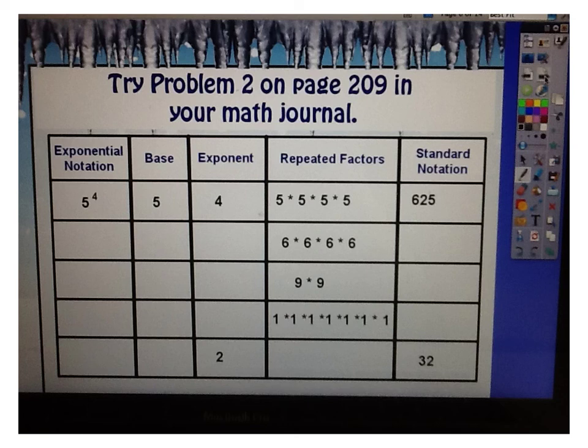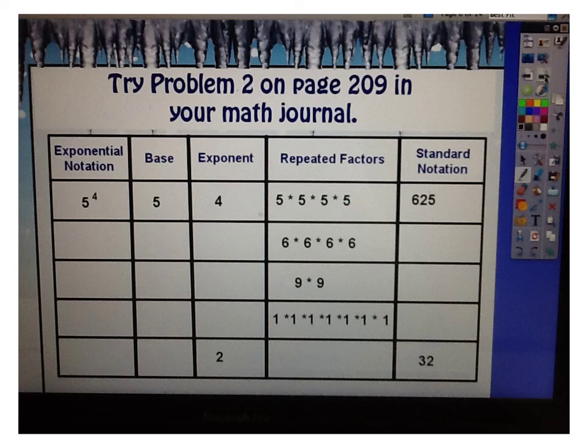If you can see right up here, if we have an exponential notation, so we have a base and an exponent, so 5 to the 4th power, the base is the number that we have as our factor. We're multiplying it by 5. How many times are we doing it? 4, because right here is our exponential notation. So we're taking the number 5 and we're multiplying it once, twice, 3 times, 4 times.